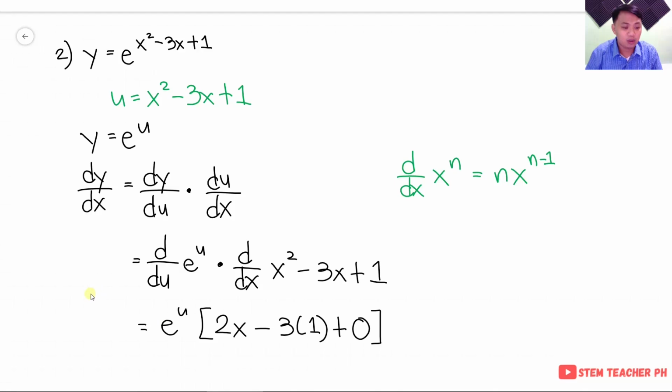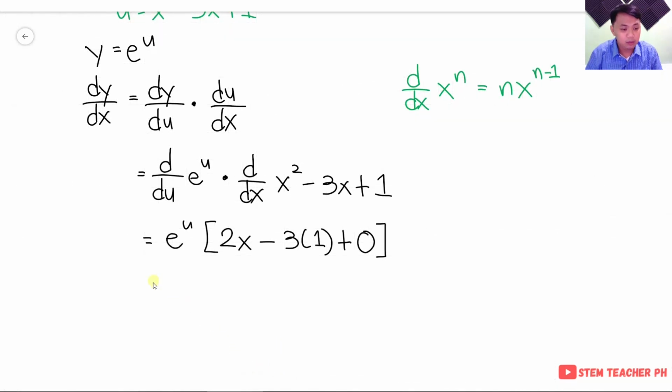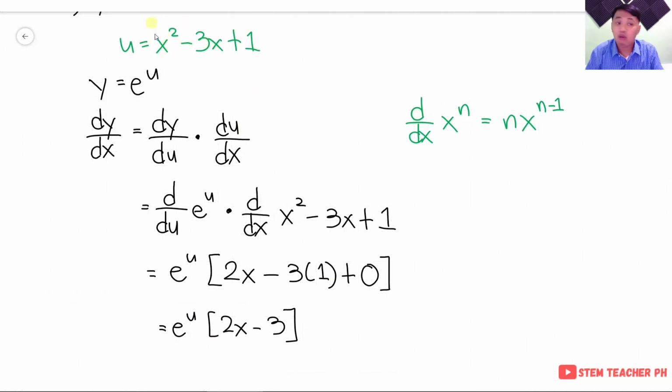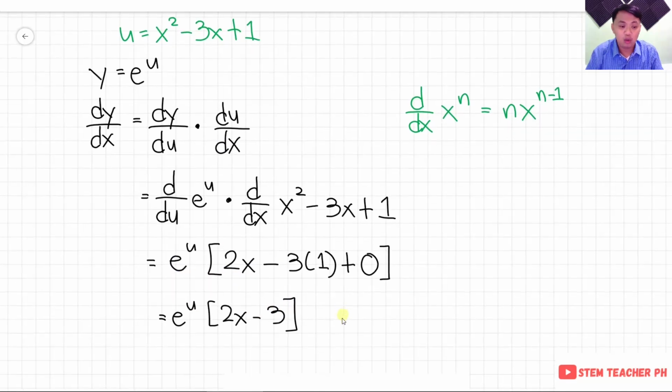Simplify na lang natin to. So, we have e raised to u. Tapos, naka-multiply. We have 2x minus 3 times 1 is 3 plus 0, kaya walang magbabago. So, we have 2x minus 3. And then, ibalik na lang natin yung u with respect to x. As we look above, ang u, we let this be equal to x squared minus 3x plus 1. Then, pagpalitin lang natin, ayusin natin yung grouping symbol.